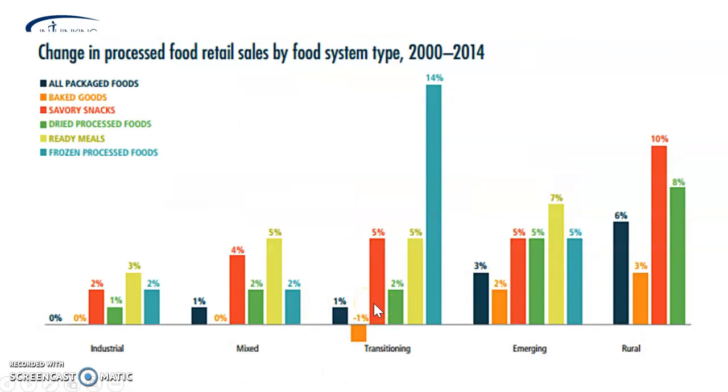So there's a change in processed food here, food retail sales by food system as well, 2000 to 2014. So here we've got different stages of development, different regions: industrial, mixed regions, transitioning countries. And actually look at this here in terms of retail sales, a 14% increase in frozen foods in countries that are in transition, a fall in baked goods, and significant rises in savory snacks and ready meals. And so, yeah, we certainly see these quite significant changes in terms of retail of food.